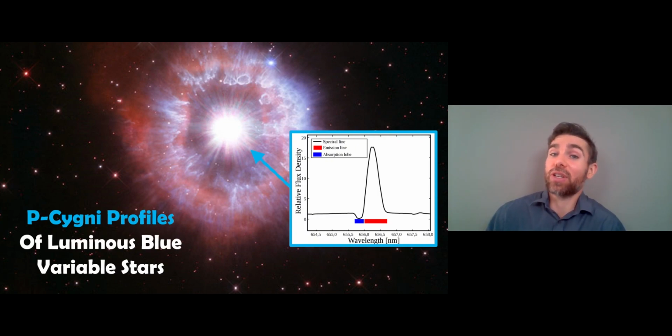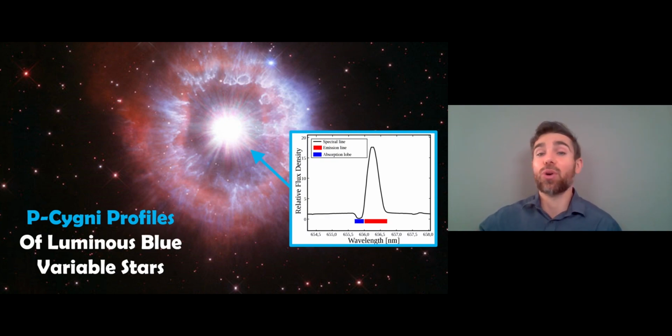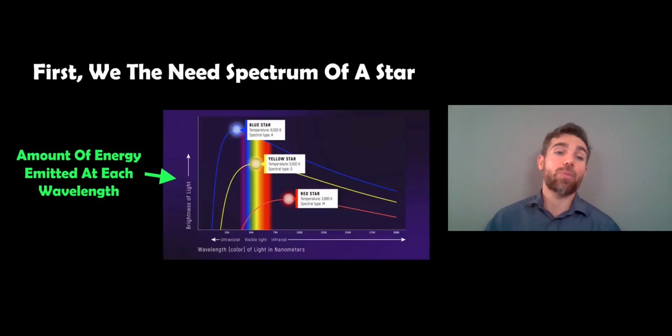So because it's an unusual feature, what does it mean about this particular star? Why is this star then going to be unusual compared to other stars? So before we do any of that, we actually need to get the spectrum of the star.